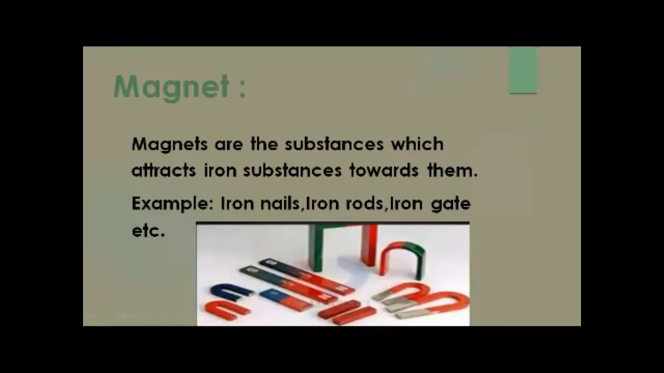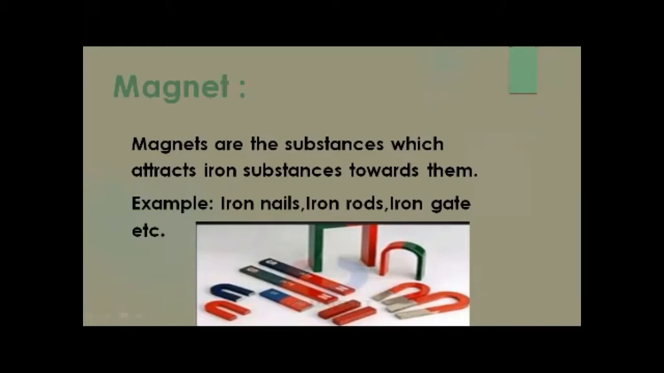So magnets can push or pull things without touching them. Students, what are push and pull? Push is the force that moves an object away from something, and pull is the force that moves something toward you or in the same direction that you are moving. So, magnets are substances which attract iron substances toward them.